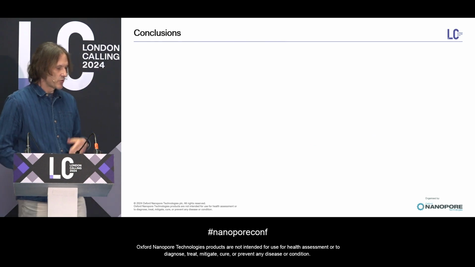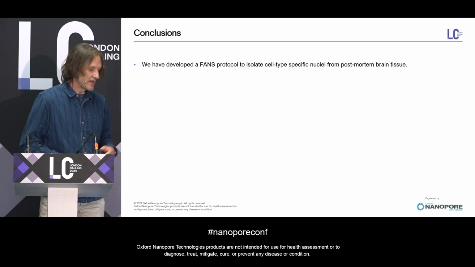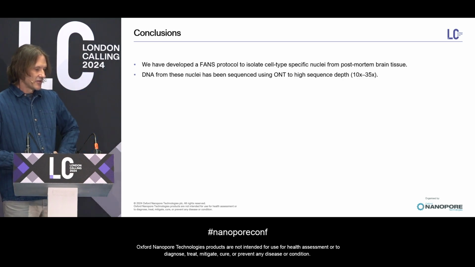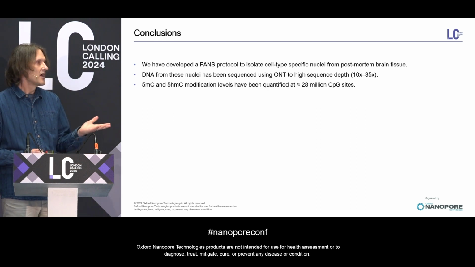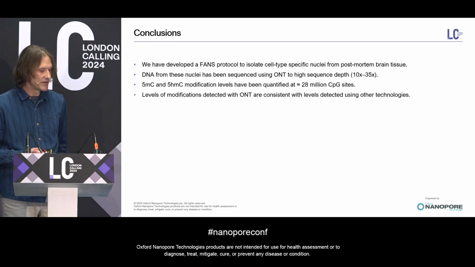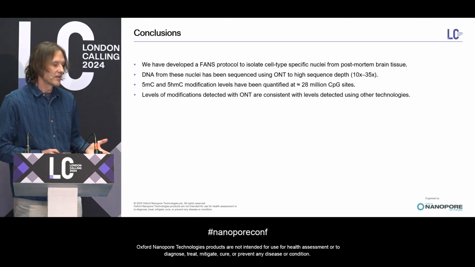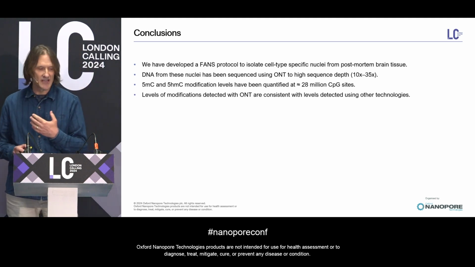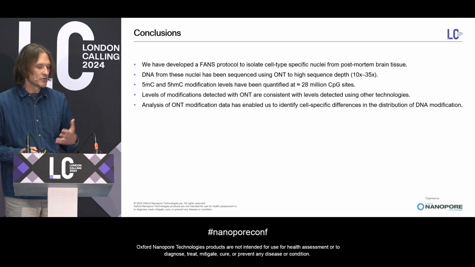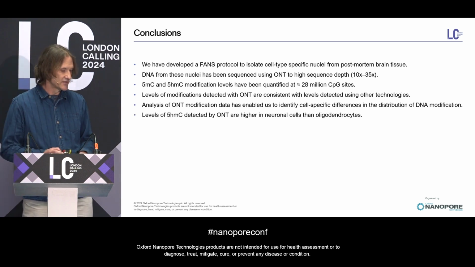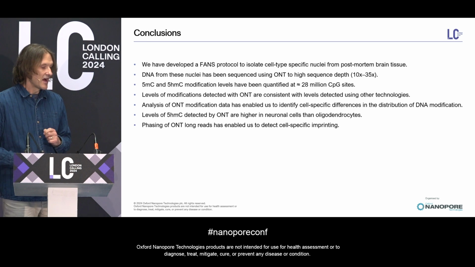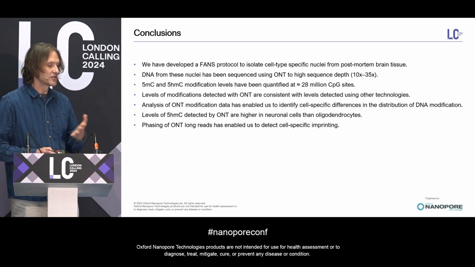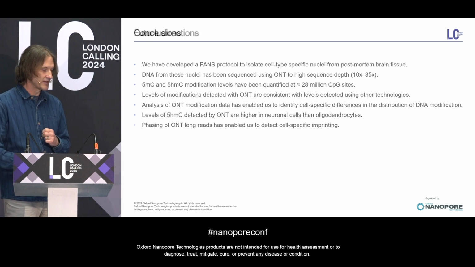So just quickly going through my conclusions. We've developed a FANS protocol to isolate the cell-specific nuclei. We're using ONT, and we're getting nice high sequence depth. We can look at around 28 million CpG sites. The results we get are consistent with other technologies. We've been able to look at cell-specific differences in DNA modification. The levels of hydroxymethylation are higher in neuronal cells than in oligodendrocytes. We've been able to also look at phasing to detect cell-specific imprinting.